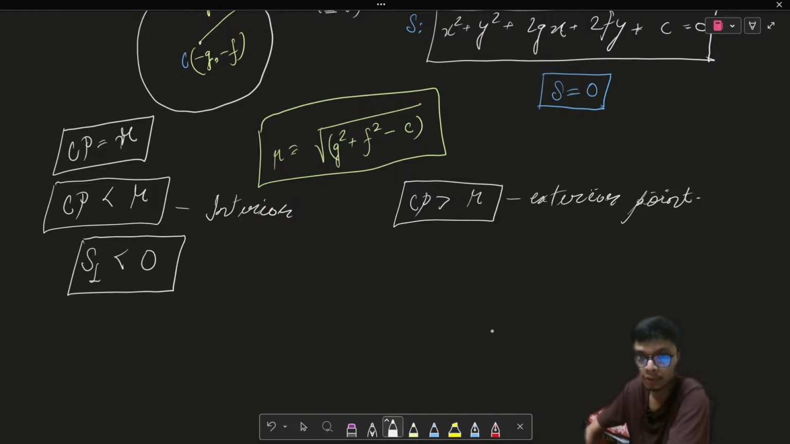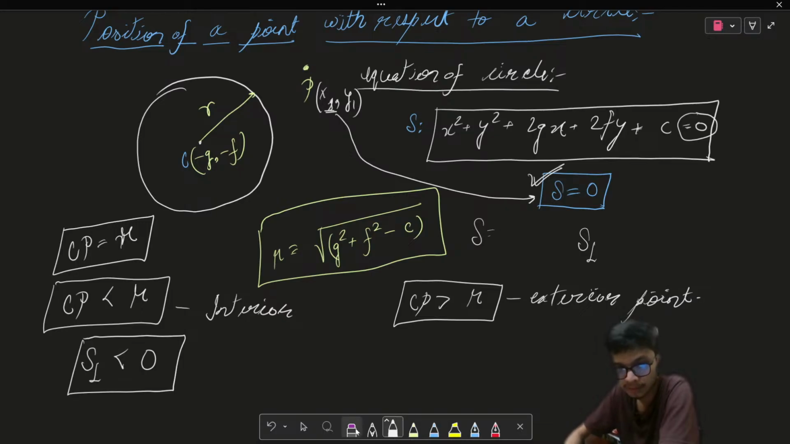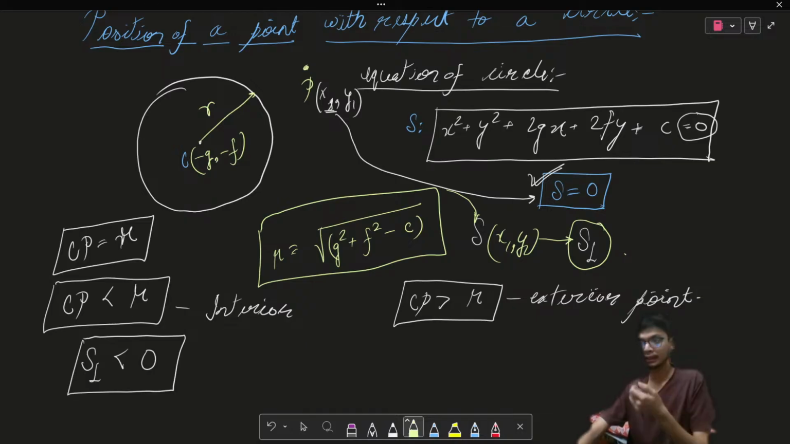Now what is S1? As I mentioned, I already wrote the shorthand operator of the circle equation as S equals 0. So in this circle equation S, if you put this point x1 y1 and calculate the value, without thinking of the right hand side, that is called S1. This will give you the required value of the expression S1.